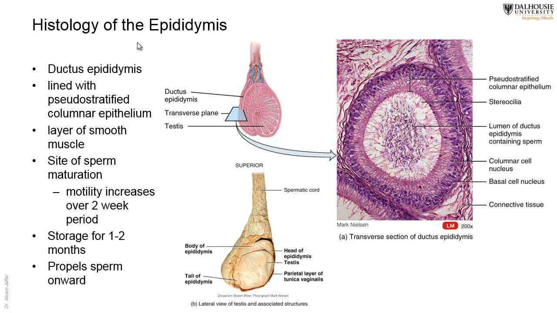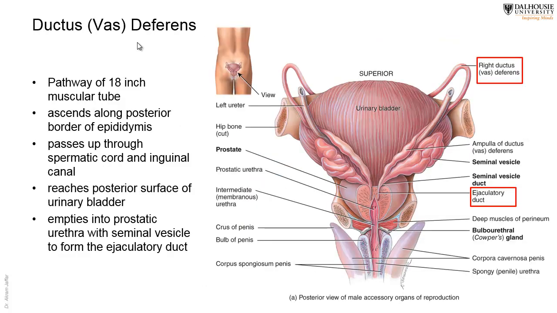And then during ejaculation, this tube will propel the stored sperms through the vas, and the vas will propel the sperms up into the prostate. This is the vas. It has a very thick, muscular wall, and these muscles are needed to propel the sperms rapidly at the time of ejaculation through a distance of about 18 inches. It's about 18 inches in length from the testis back to the back of the urinary bladder.